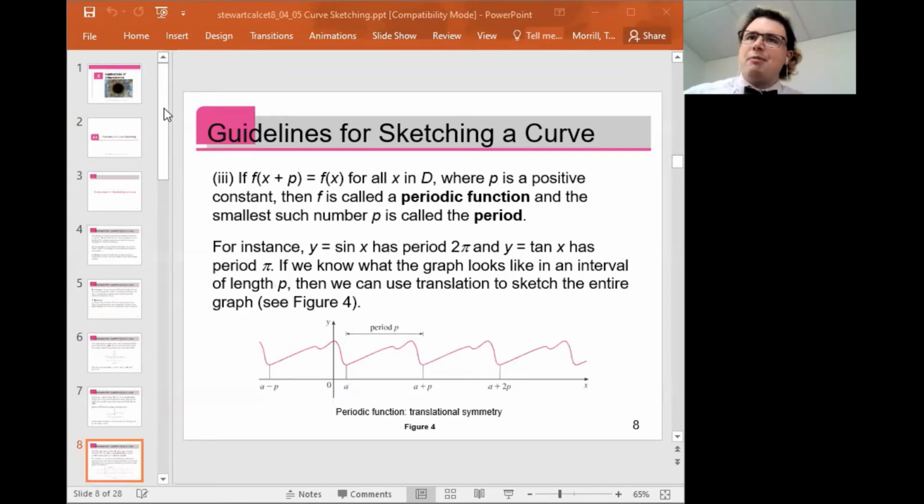And I also want to be cognizant of whether my function is periodic. So if I do have something that's defined in terms of periodic functions like the trig functions, then I would expect my function overall to repeat according to some period. And again, that'll make my sketch much easier for myself.